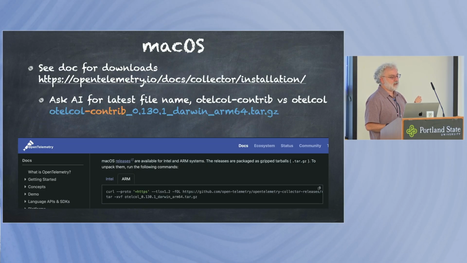I was using Mac. They have nice instructions on the OpenTelemetry site. The documentation is pretty good, and apparently a lot of work is going into making it even better. So it explained how to just download one of these. The only catch is I found it a little confusing whether it had that word contrib or not. Like I said, you want the one with the contrib in the name for the collector, just so you have your Postgres part.